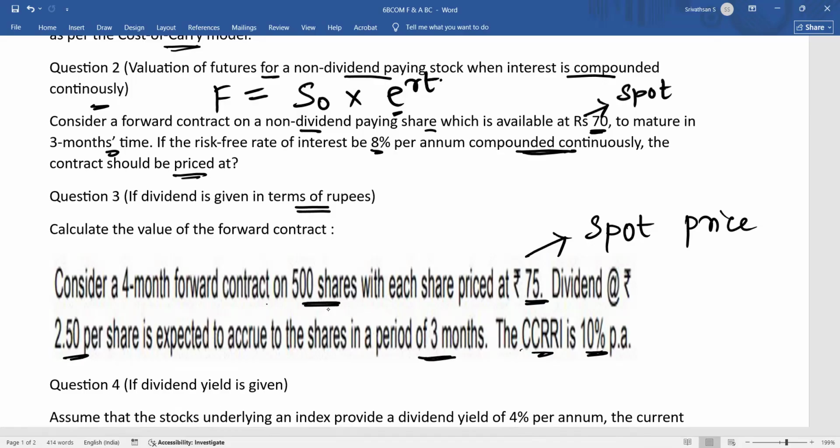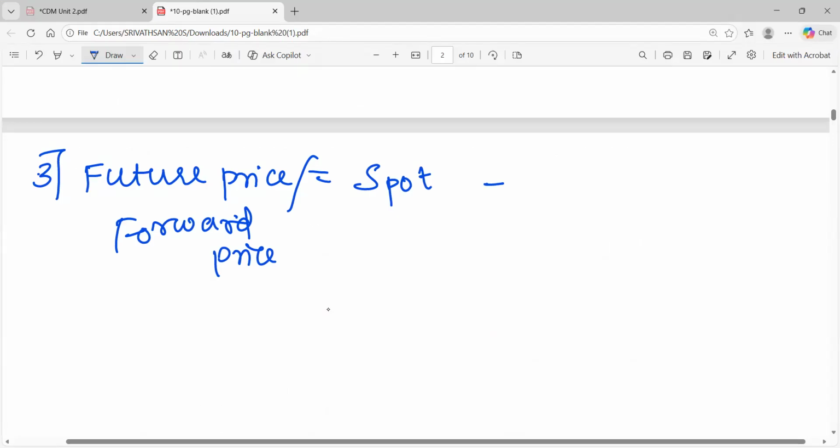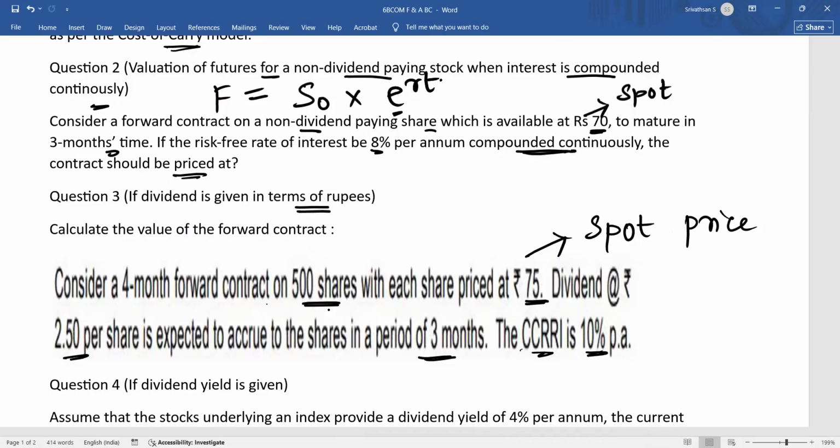So that dividend will decrease the value of the share. We have to subtract the dividend, and we have to multiply it with e power RT. But here, what is the spot price? 75. The spot price of 75 is today. This dividend of 2.5 is after 3 months. So the cash flows are at different points of time.